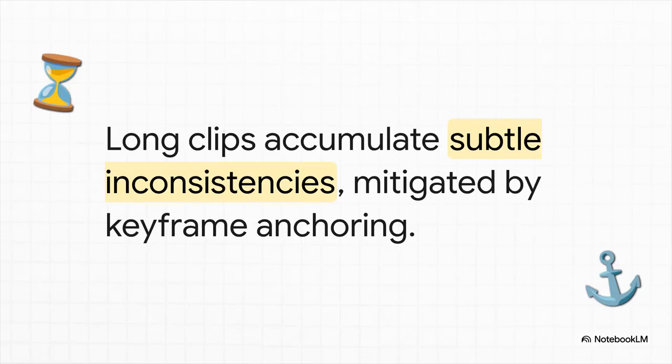Then there's another massive hurdle called physics drift. You know when a video goes past 10 seconds and suddenly objects start melting or gravity just stops making sense? That's physics drift. It's those subtle inconsistencies that accumulate over time. To patch this up, engineers use techniques like sliding window generation and keyframe anchoring. They're essentially pinning specific frames to lock in the video's core arc, which keeps the AI's internal physics engine from going totally off the rails.